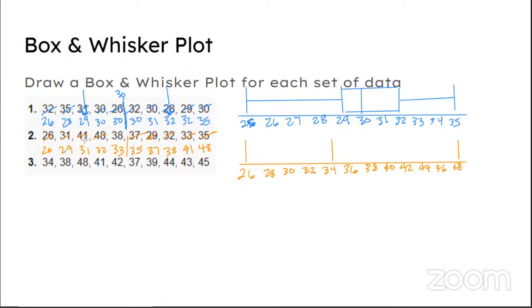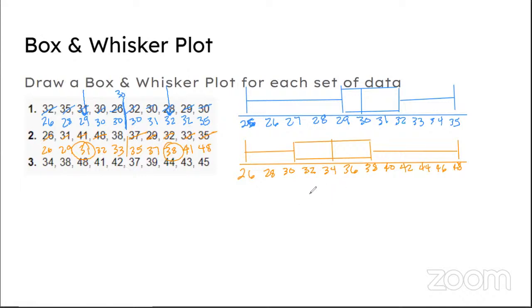And 1, 2, so this right here is going to be 31 is my quartile 1, and 38 is my quartile 3. So where's 31 here? It's right here. So we've got 31, and then 38 is right here. So let's connect these and then draw some whiskers. And there you go. There is my box and whisker plot.